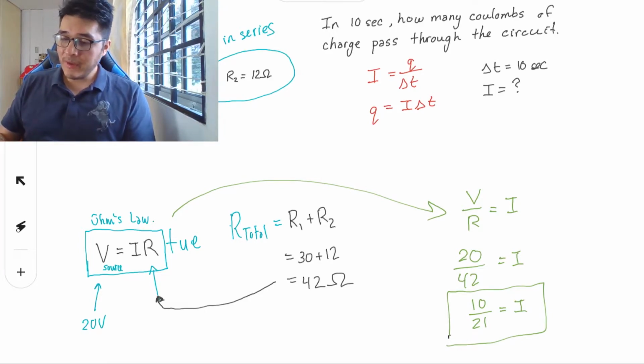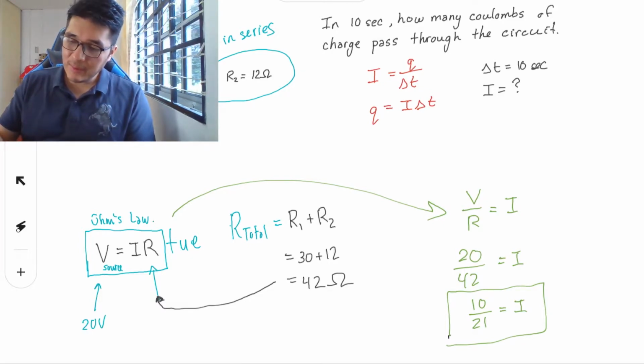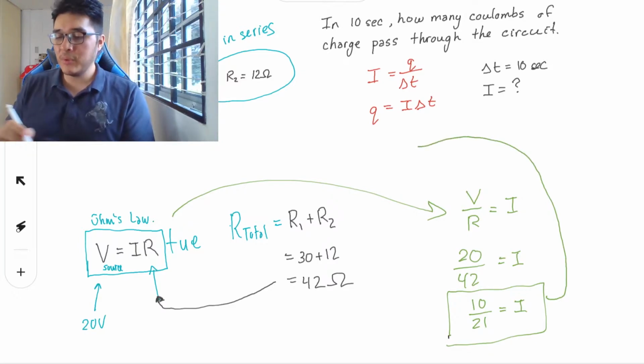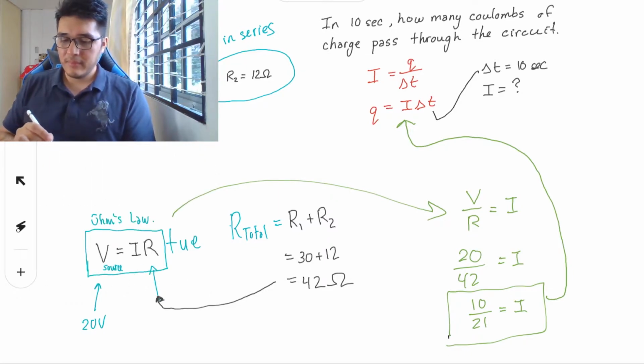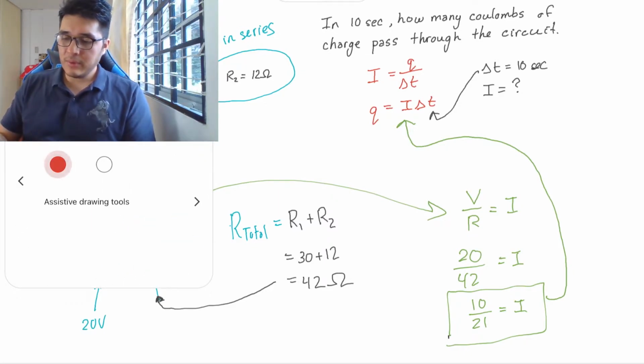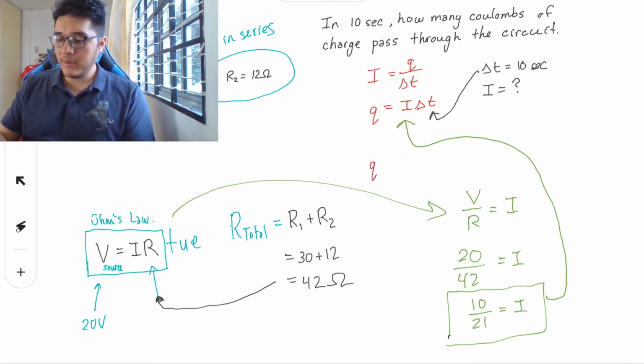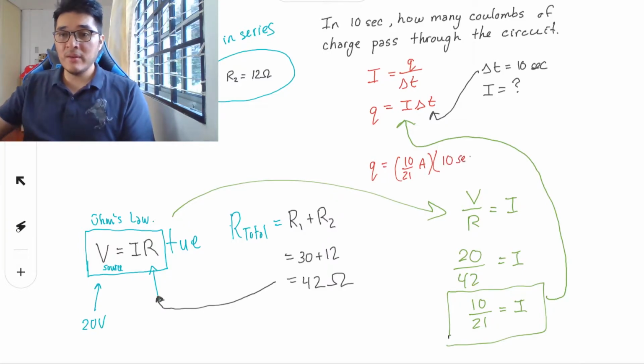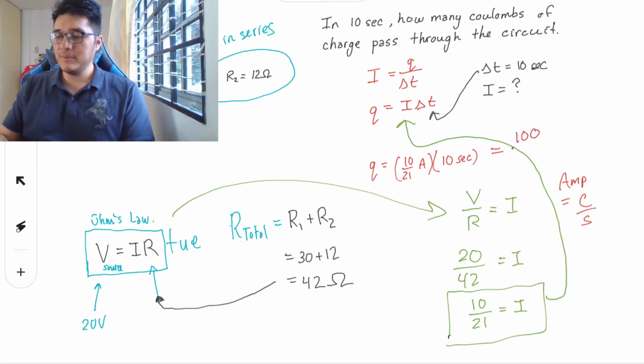And what do we do with the current value? Well, we plug it back into the formula to find out the number of coulombs that go through in 10 seconds. So Q would be 10 over 21 amperes times 10 seconds. Because remember, what are the units of amps? It's coulombs per second. So that's how the units of seconds are going to cancel out. So what is this equal to? 100 over 21 coulombs.